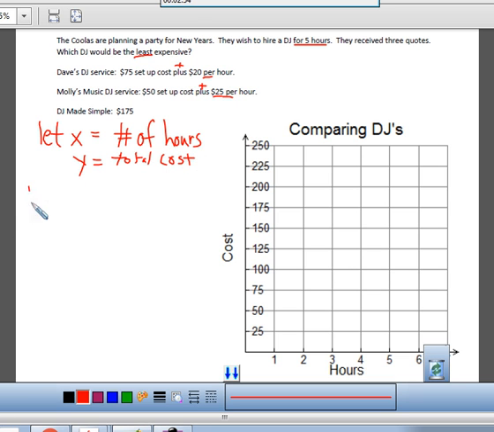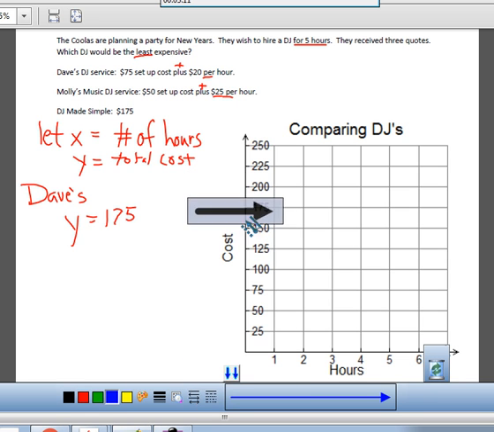Now for Dave's, this is going to be pretty simple. The total cost is $175. So y equals 175. What does that mean? Well, that means we are dealing with a horizontal line right here. Oops, that's not a good horizontal line. Let's try again, at 175.